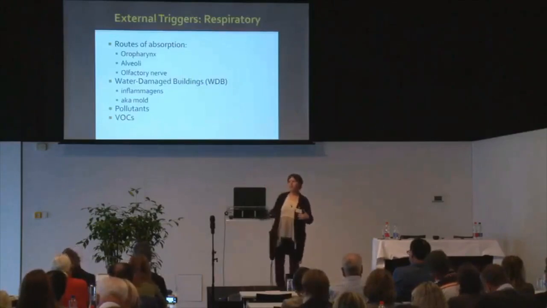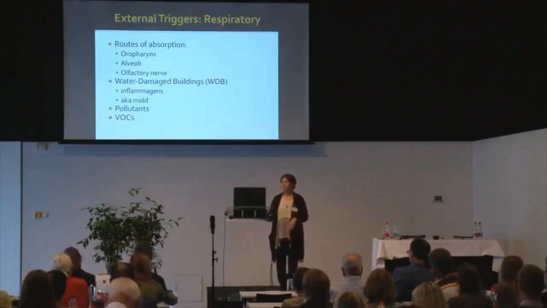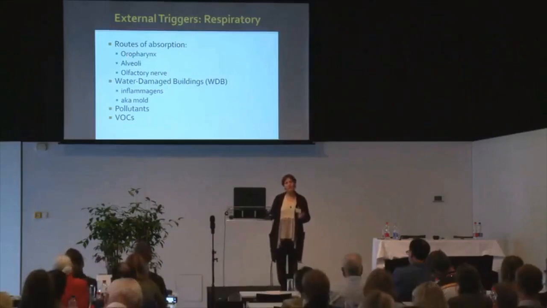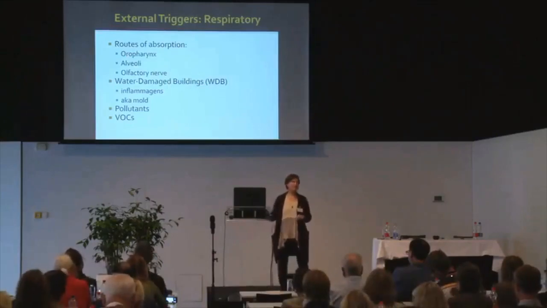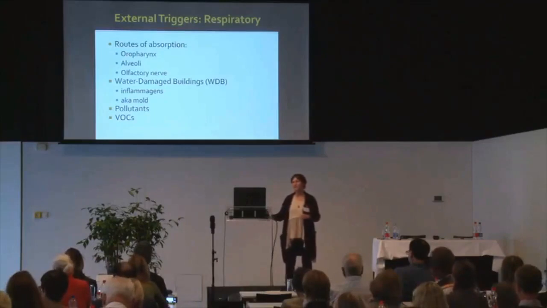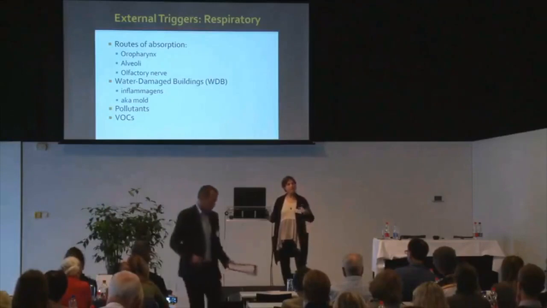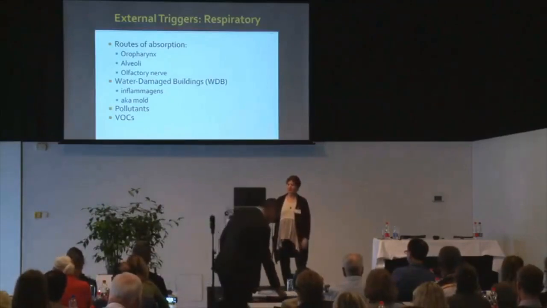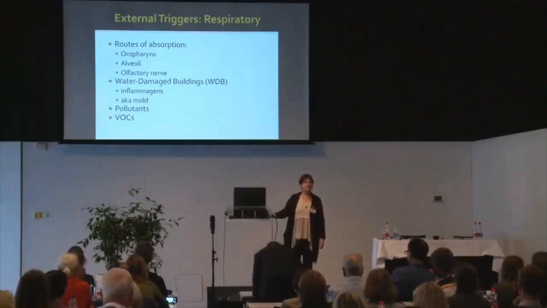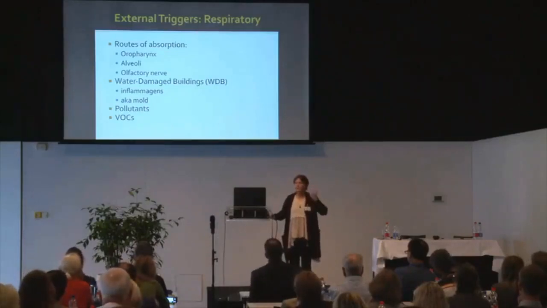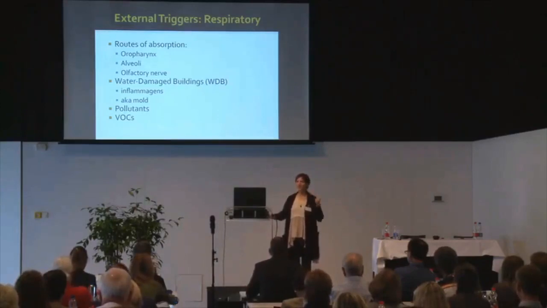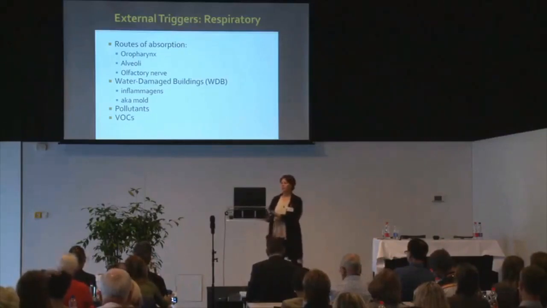In the respiratory tract, we have many other routes of triggers, certainly oropharynx, the alveoli. The olfactory nerve is tremendously important, especially if you have patients who have multiple chemical sensitivities. This is a route through the airway that toxins can enter in and people can respond. We just heard about the importance of the hippocampus and a lot of the limbic system structures. The olfactory bulb is right there. So when we inhale volatile organic compounds, they go up to the olfactory bulb and we get a reaction.